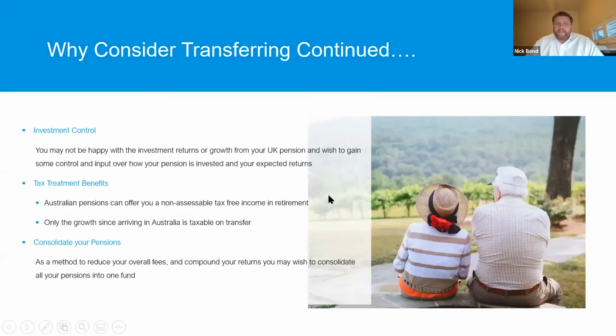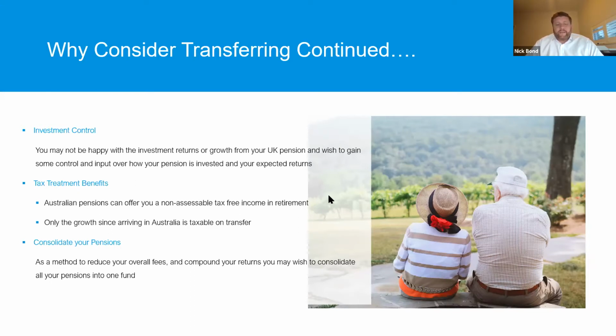Other things to consider. So, investment control. You may not have your current schemes invested in line with your attitude to risk. They may be too aggressive, they may be too conservative, they might not be set on a course to help you meet your retirement objectives, and you may wish to gain a bit of control over how those pensions are invested and the kind of returns that you're hoping to achieve to meet your objectives.